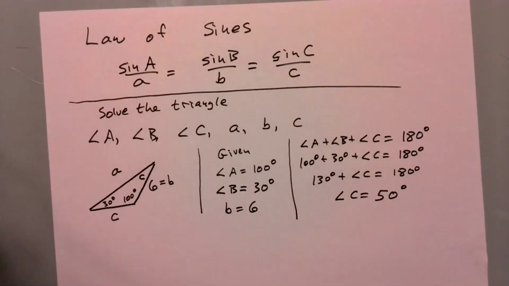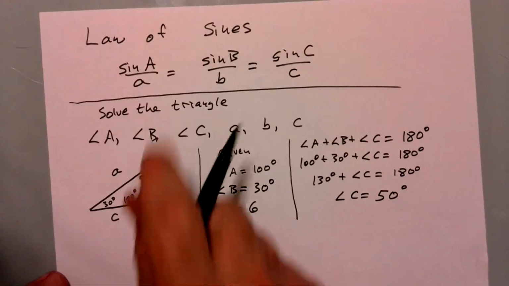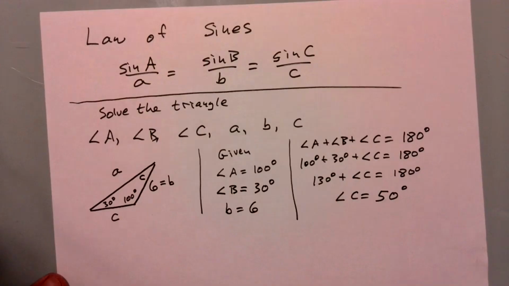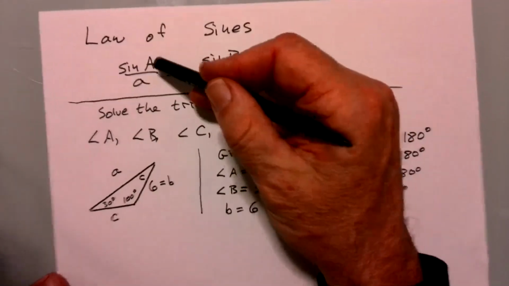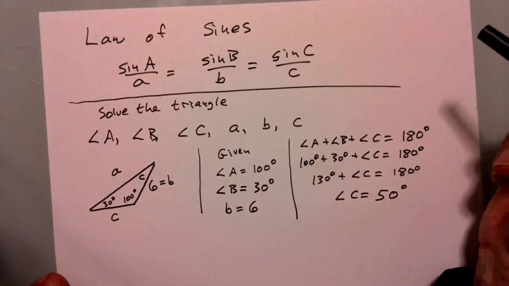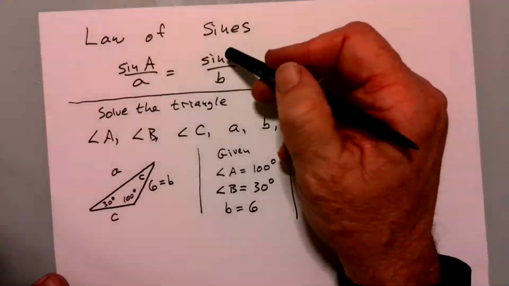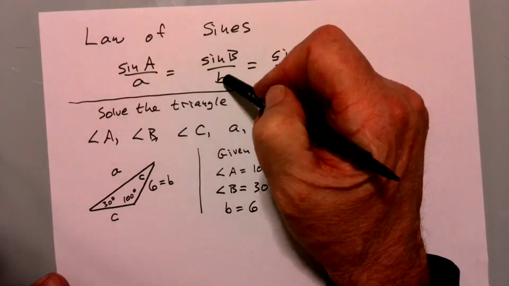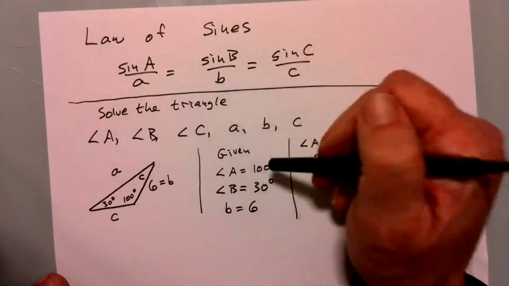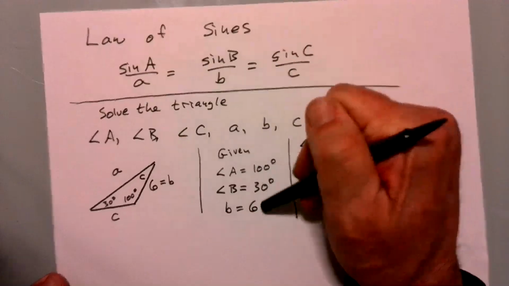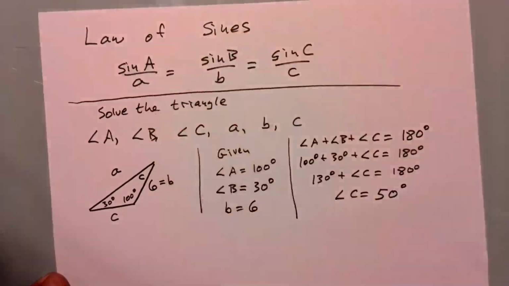So there's 2 more things we need to find. We need to find a little a and we need to find a little c. So let's use the law of sines. We've got the law of sines on the top of the page here. So I've got sine A over little a equals sine B over little b. I know angle A, I know angle B, I know little b. That'll enable me to go ahead and solve for a.